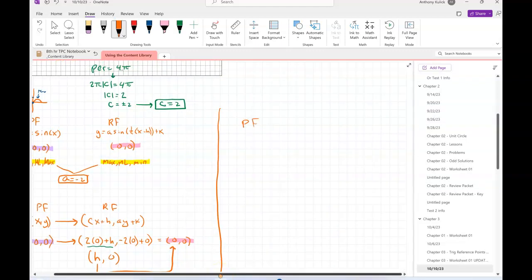So let's say this time we chose the parent function to be cosine x.